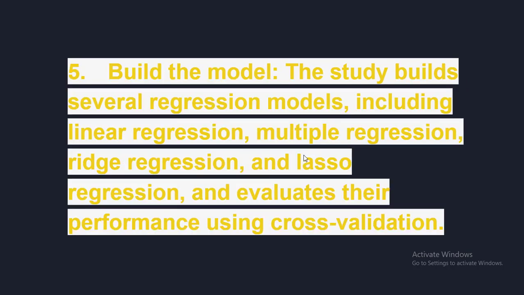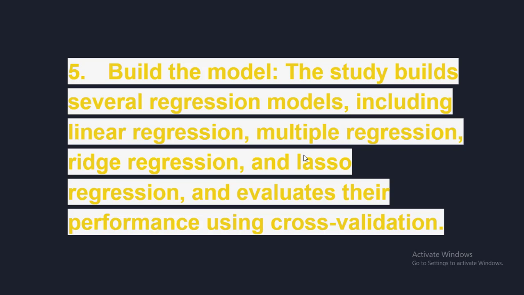In the fifth step of the data science process, we build regression models to predict house prices based on the predictive variables. Regression models are a type of statistical model that can be used to identify relationships between one or more predictive variables and a response variable. In this example, we built several regression models using the cleaned and pre-processed Boston housing dataset. Specifically, we built linear regression, multiple regression, ridge regression, and lasso regression models.